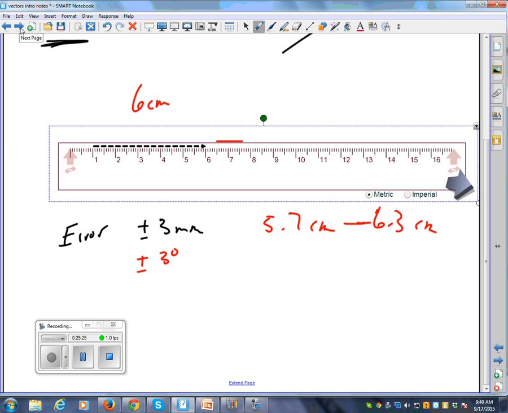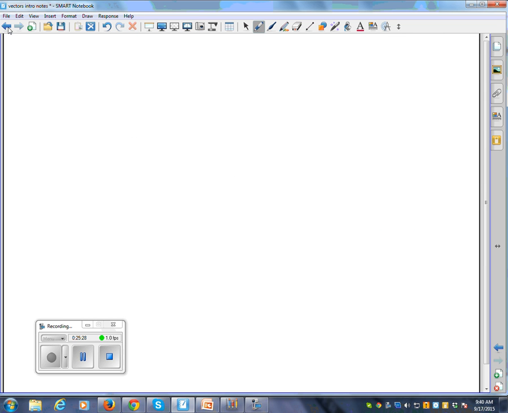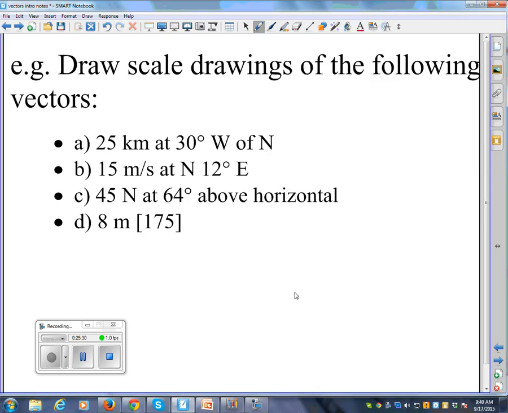Here's what I want you to do. I want you to draw scale drawings of the following vectors. I'm going to give you 10, maybe 15 minutes, and then I'm going to give you some answers. There's a ton of rulers here, and I have a whole load of protractors here as well. You just need to cut them out. I have 360-degree protractors, and I have the old-fashioned half-width ones as well. I'll get you some scissors.